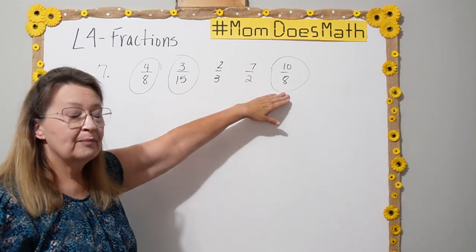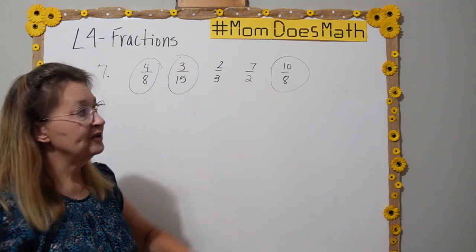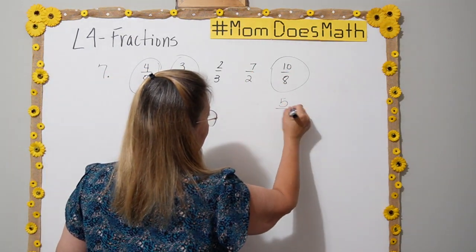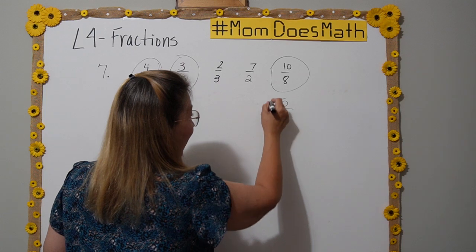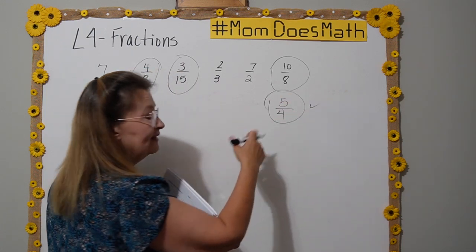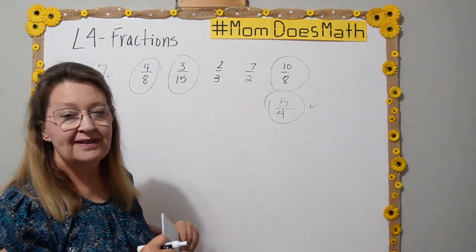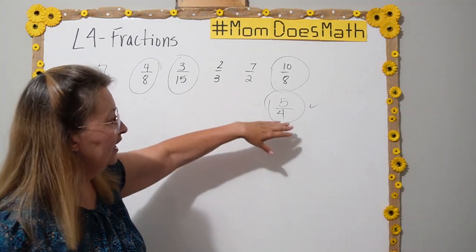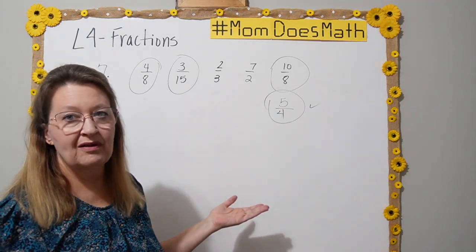This one here is improper, but it is also not lowest terms. If I reduce this down by dividing both of these by 2, that's 5/4. I could leave my answer like this, improper, because now it is lowest terms. Okay? And here in just a second, we're going to look at how to change this back to a mixed number.